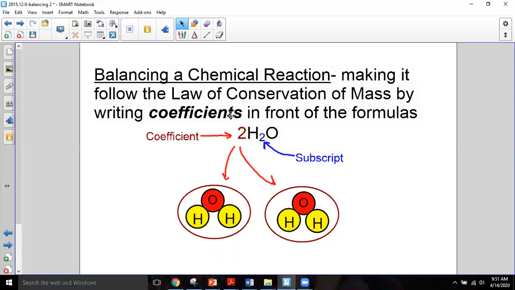So the way we balance chemical equations is by writing coefficients in front of some of the formulas. We are never allowed to change a subscript. If we change the subscript, then this wouldn't be water anymore. We can, however, double the amount of water or triple it or whatever.